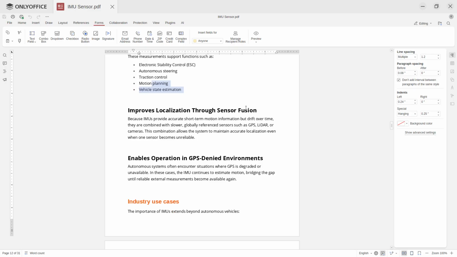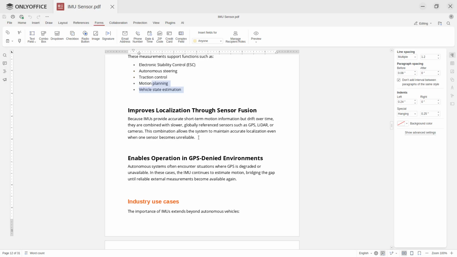Improves localization through sensor fusion. Because IMUs provide accurate short-term motion information but drift over time, they are combined with slower, globally referenced sensors such as GPS, LiDAR or cameras. This combination allows the system to maintain accurate localization even when one sensor becomes unreliable.